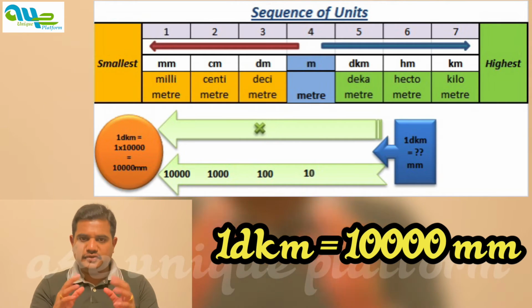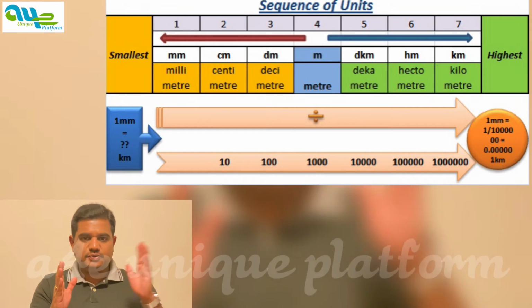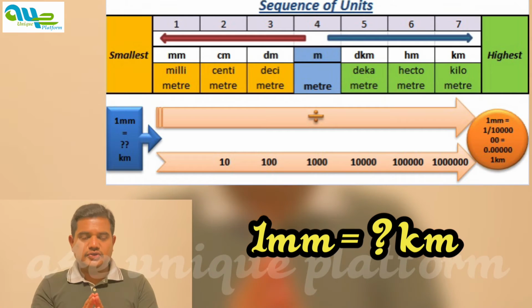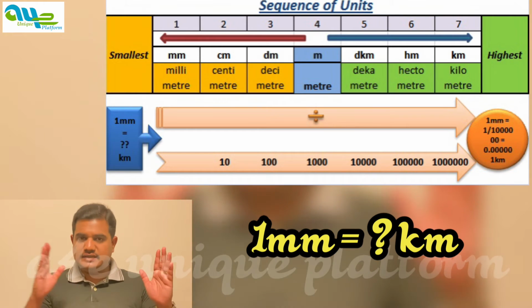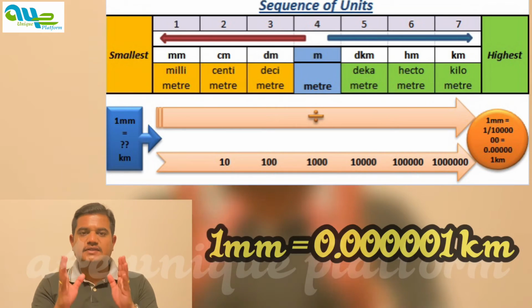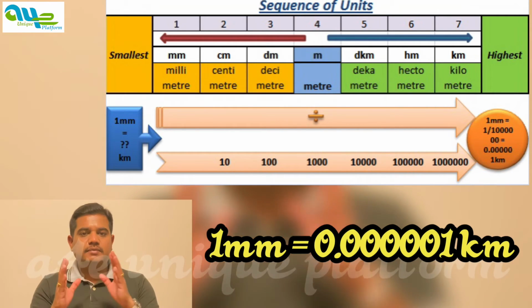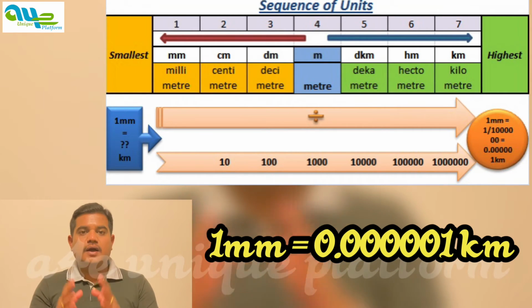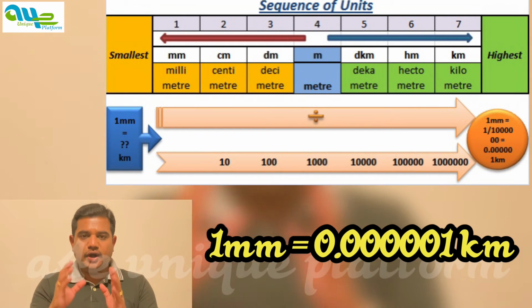The last example which we are going to see is from the 1st position till the 7th position, that is, 1 millimeter is equal to how many kilometers. Smallest to highest is division, and from the 1st position till the 7th position there are 6 positions which we need to cross. So we need to use a factor with 6 zeros, that is 10 lakhs. So 1 millimeter is equal to 1 divided by 10 lakh kilometers, that is 0.000001 kilometer.